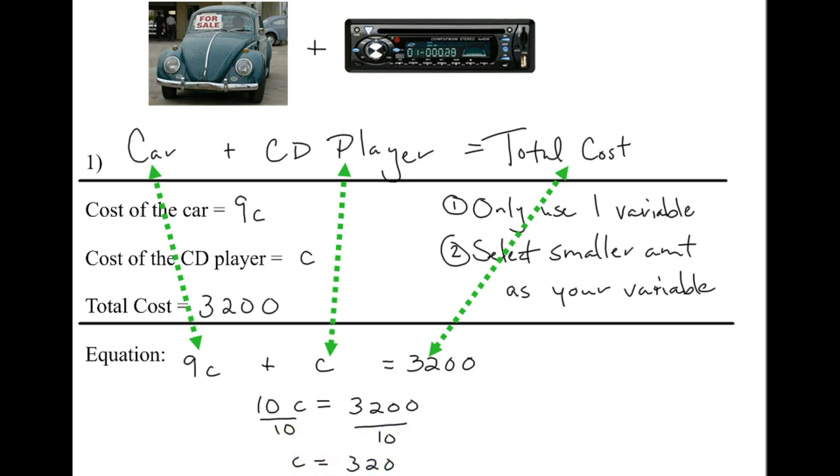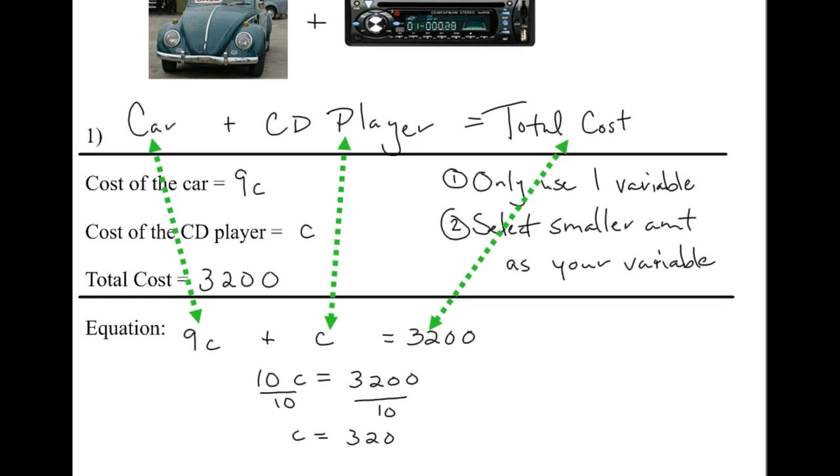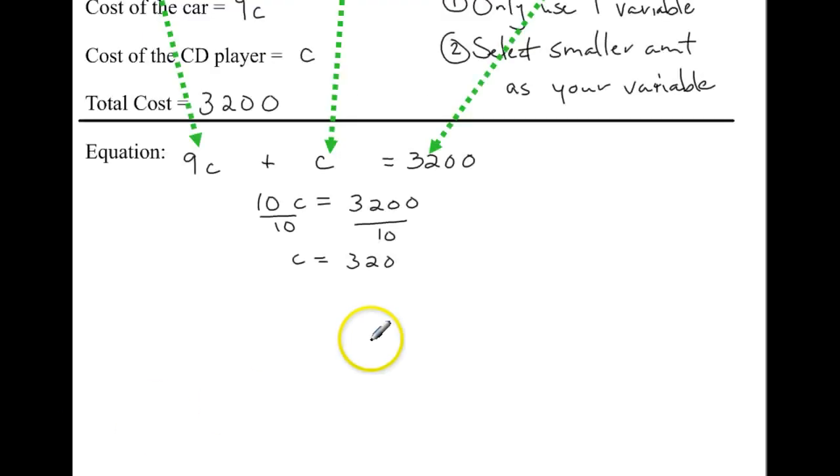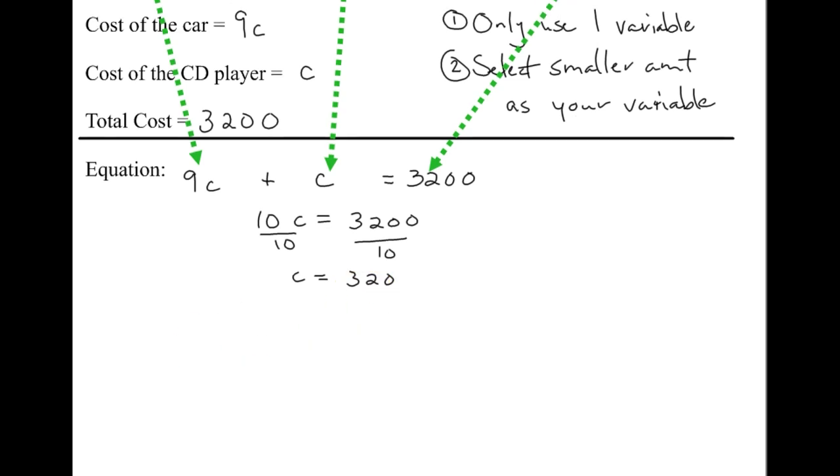I'm going to move the page down a little bit. Because this is a word problem, I want to go back and make sure that I always have my answer in context. So $320 was the cost of the CD player. The question is, what is the cost of each? So the cost of my CD player was $320.